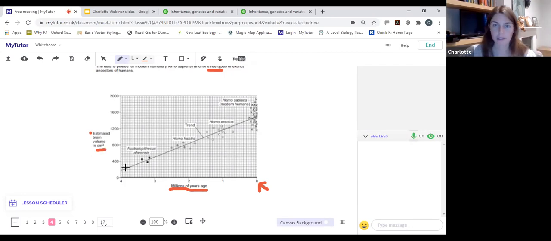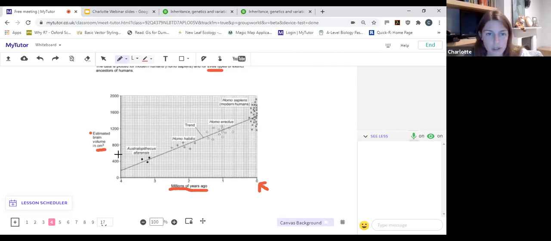Now let's look at the pattern on the graph itself. So we've got this line, and for those of you that are maths minded, you're immediately thinking positive correlation. This is really good. As one goes up, the other goes up. Don't forget the x-axis runs backwards. So as millions of years ago gets smaller, estimated brain volume in centimeters cubed gets bigger. Make sure you're sure of that. You might well be asked what the graph shows.